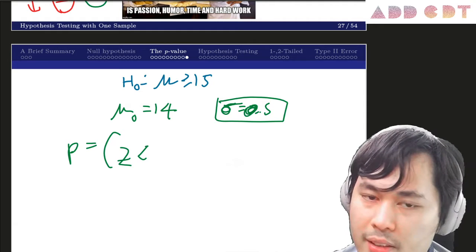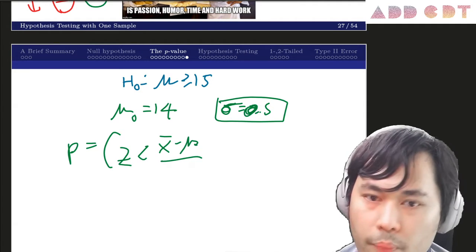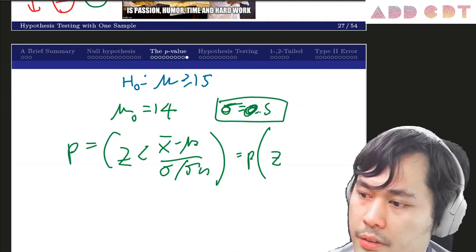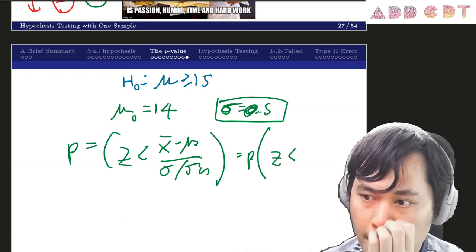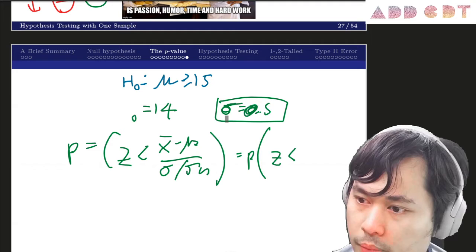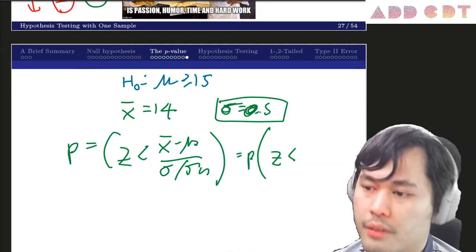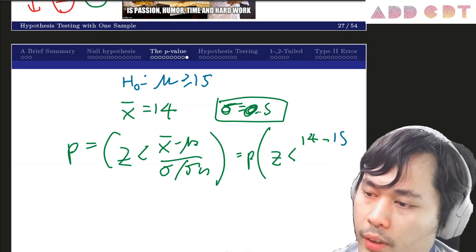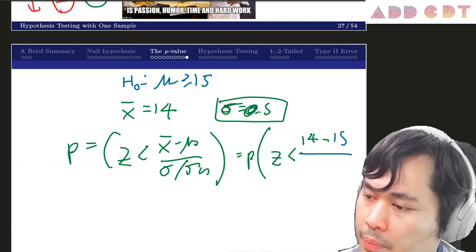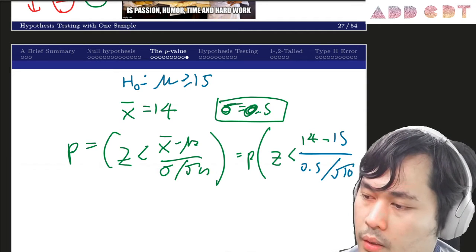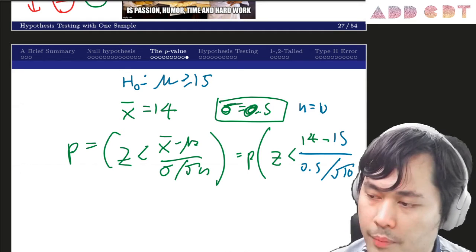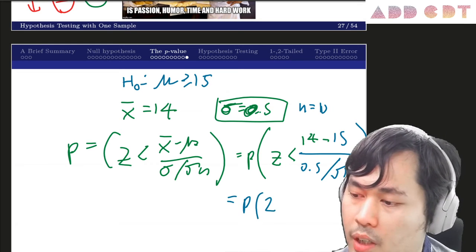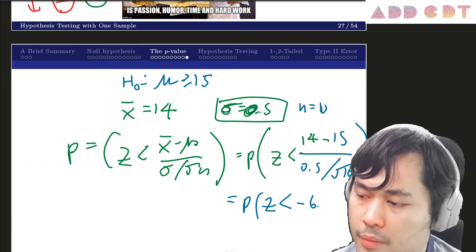But if you want the exact number, then we have to use this formula. So z is there. Right. What is x bar? Oh, sorry, it's not mu, it's x bar. It's our sample mean, which is 14, minus mu, which is 15, what he believed in the first place. Sigma is 0.5. N is 10, the sample size, or in this case, the number of breads he baked. Once we compute that, we get minus 6.32.